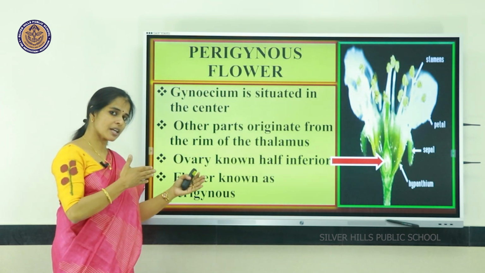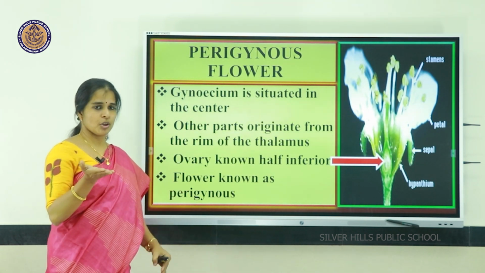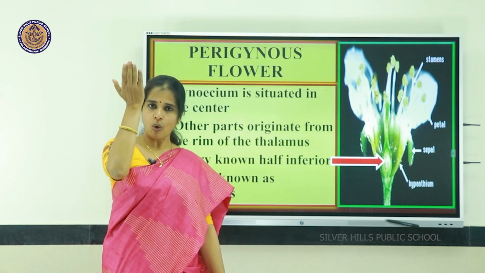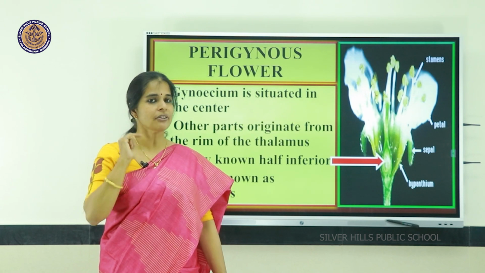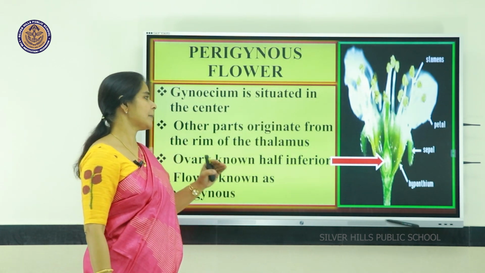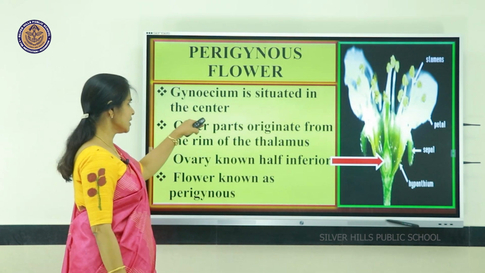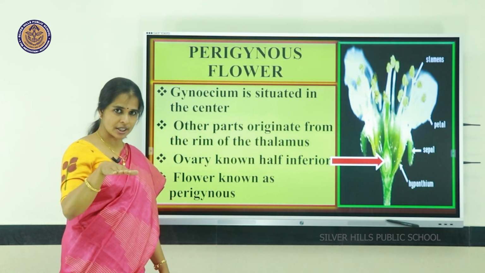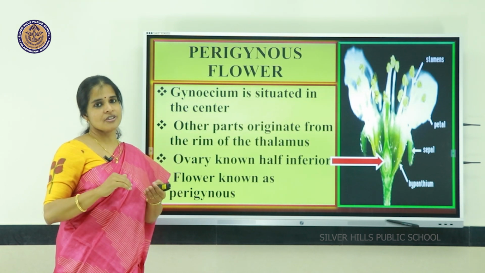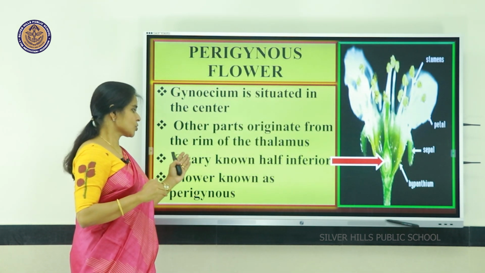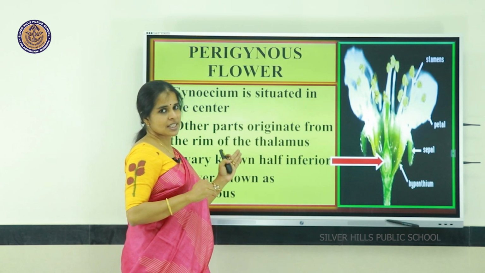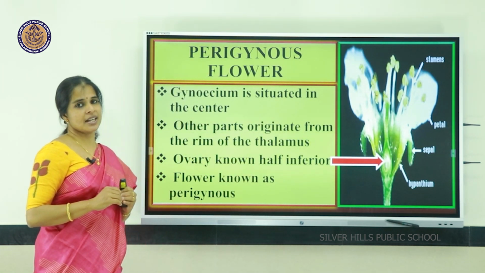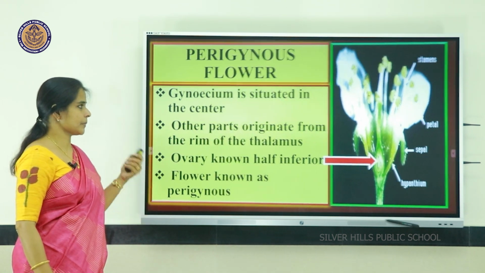So, what is the difference between hypogynous and perigynous? In hypogynous, the gynoecium is present at the highest position, the ovary is superior. Then only we call that flower hypogynous. Here in perigynous, the gynoecium is situated at the center. All parts are originating from the rim of that. So, the ovary seems to be half inferior. The flower is known as perigynous. This is the second type.